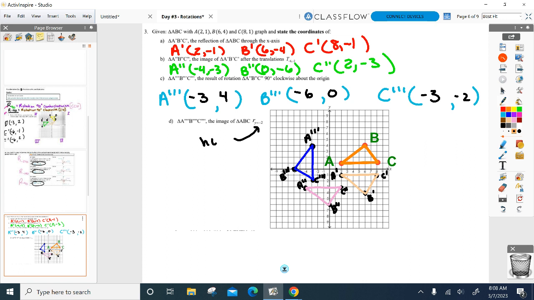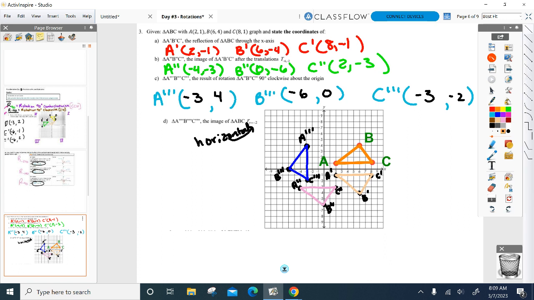So I want you to take your original triangle and reflect it over this horizontal line, y equals -2. The original. And reflect it over. So count the distance.